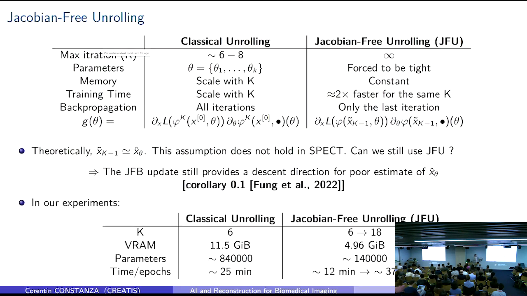And here you have our experiment parameters. For the classical unrolling, we are limited to 6 iterations because we would otherwise explode the VRAM. And for the Jacobian-free unrolling, we go from 6 to 18, because we are also limited by computational time. As you see, 37 minutes for one epoch is a bit longer.